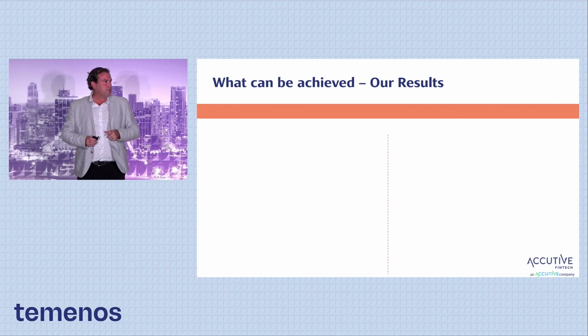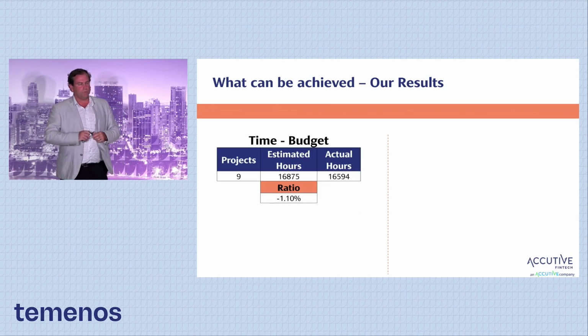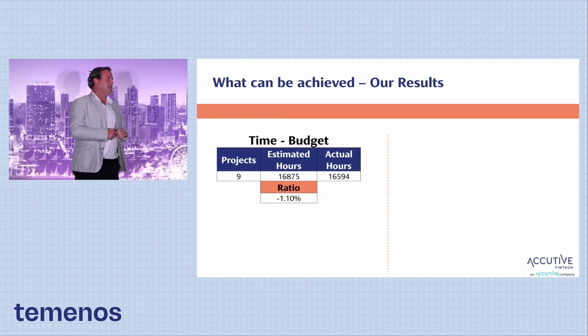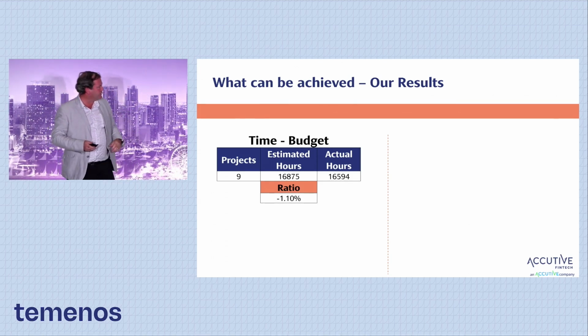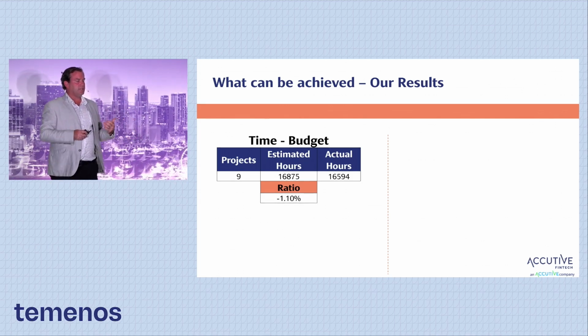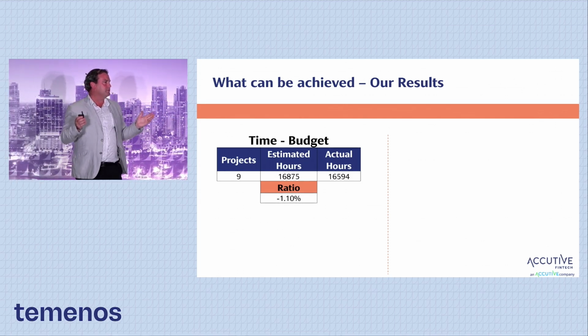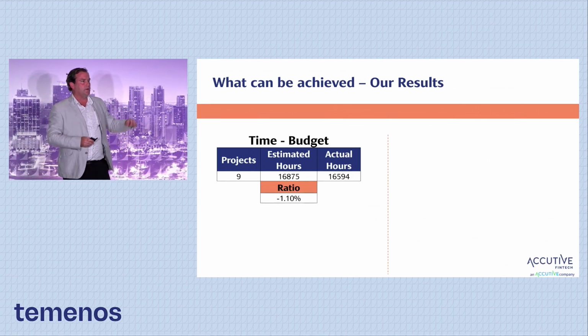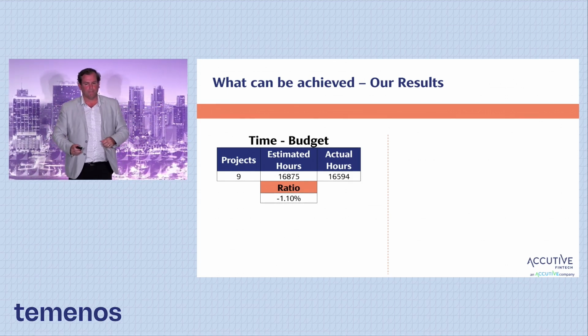Here are some other results we have, and these are real results. So I pulled some of our last 9 projects. We estimated this at about 16,875 hours of work, right? Afterwards, after we finished the project, we came in just under that. It's about 280 hours under, right? So we came under budget for the projects we estimated. I'm going to go through how we can do that shortly.